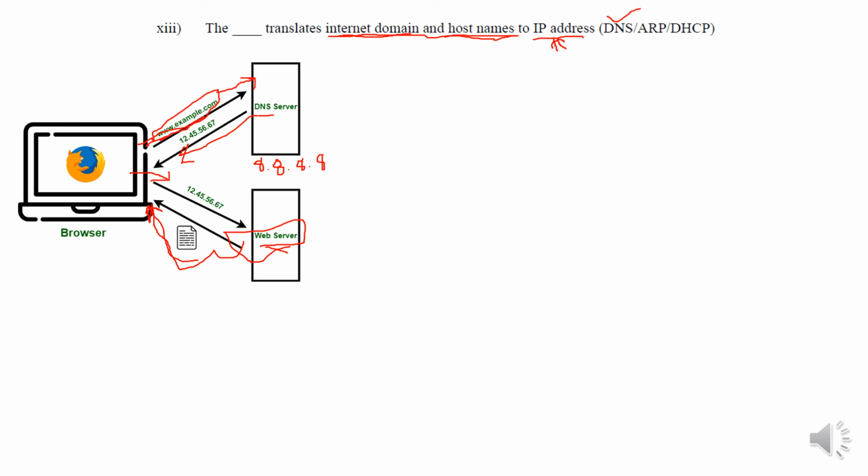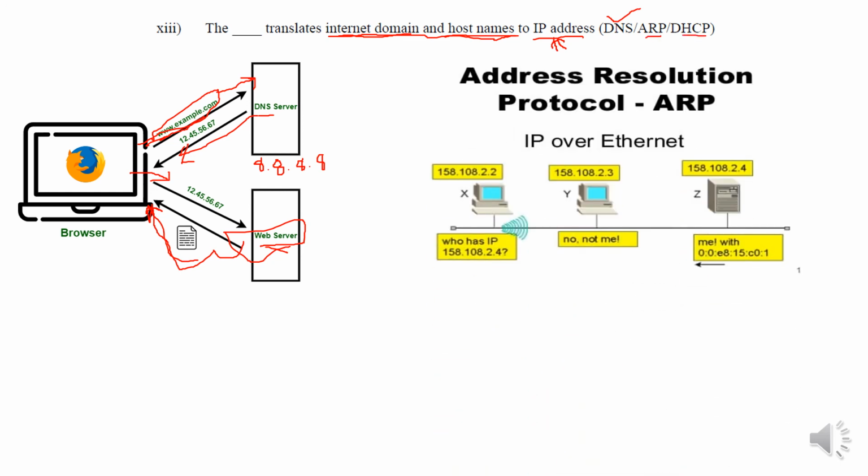Now we should also look at what ARP is and what DHCP is. Let's see what ARP is. ARP is basically known as Address Resolution Protocol. This is what it does.